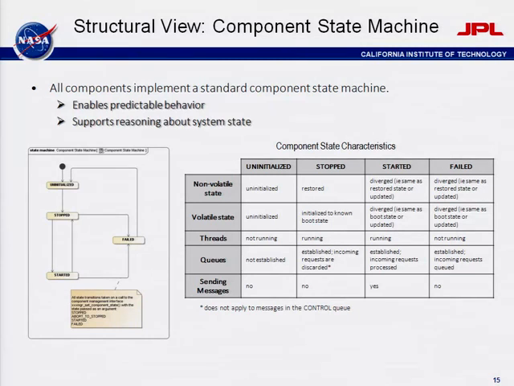Then a component is spawned, and you transition to the stop state, where you restore your non-volatile state. You initialize your volatile state to a known boot state. You've spawned your threads, and you've established your queues, but you're not actually processing any incoming requests. It's not until the core component tells you to go to the started state that you begin processing these incoming requests. The failed state is a special state.